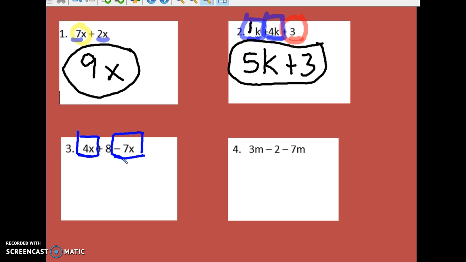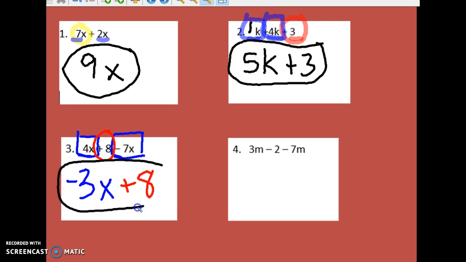Well, I know that 4 minus 7 is negative 3, and the variable was x. In the second part, I have a plus 8. I don't have anything to add to the 8, so it stays as plus 8. So my final answer would be negative 3x plus 8. And then circle your answer so you know exactly where it is.